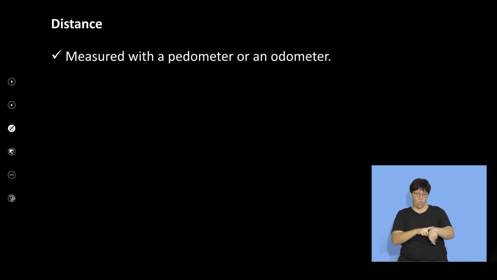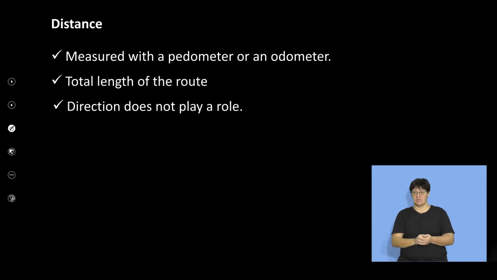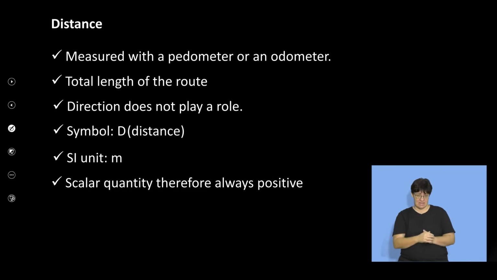Pedometer is like your fitness trackers, okay? Odometer is what's in a car. It's the total length. Direction doesn't matter. The symbol is D for distance, and its unit is meters, and it's scalar, okay?